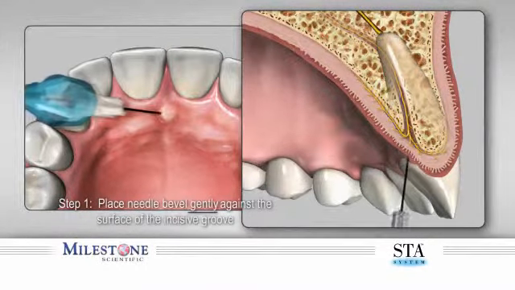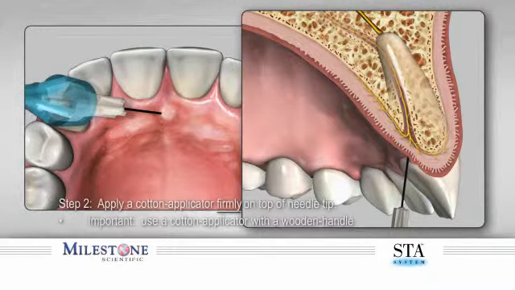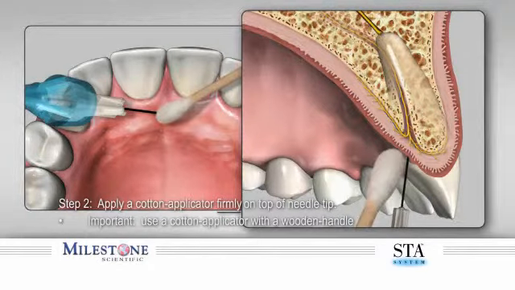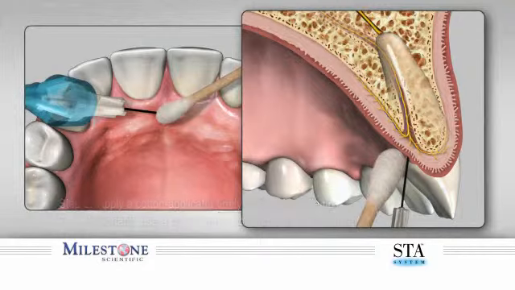Start the PASA injection by using the pre-puncture technique. Gently place the bevel of the needle against the surface of the incisive groove. Step 2. Stabilize the needle by applying pressure from a cotton applicator. It's best to use a wooden handle cotton applicator so that adequate pressure can be applied. The applicator absorbs any excess anesthetic solution and makes for a more comfortable needle entry.